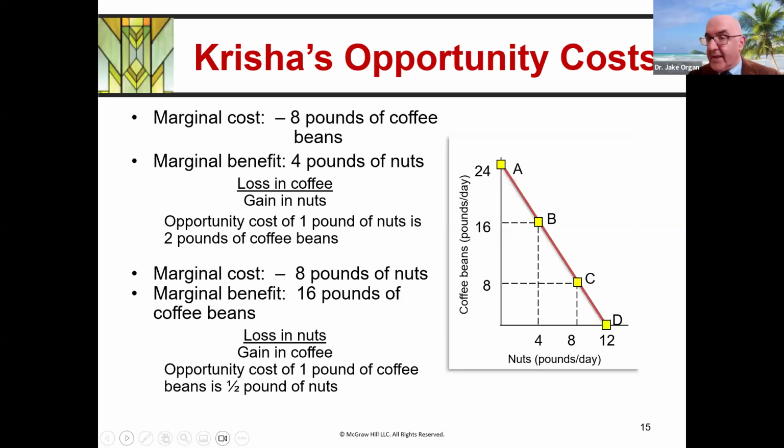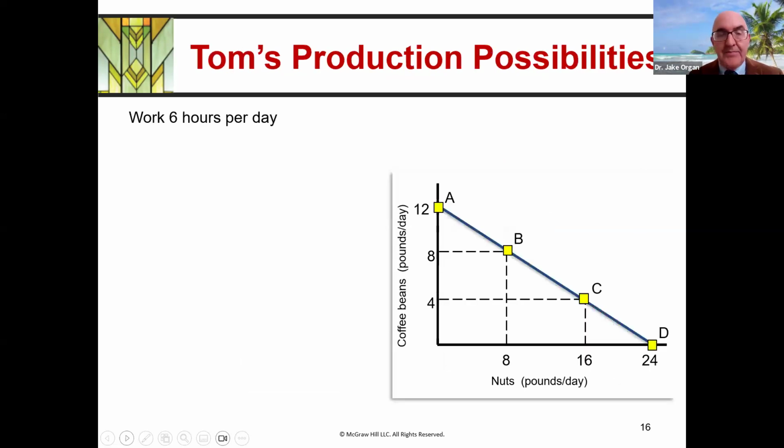It's half a pound of nuts. So it's often the inverse when it's two things, because for 1 pound of nuts, the opportunity cost is 2 pounds of coffee beans. The inverse is that for 1 pound of coffee beans, you're going to have to give up half a pound of nuts. Hopefully you've got this, and it sounds maybe a bit deceptively simple, but we'll see from this we can build up many, many things.